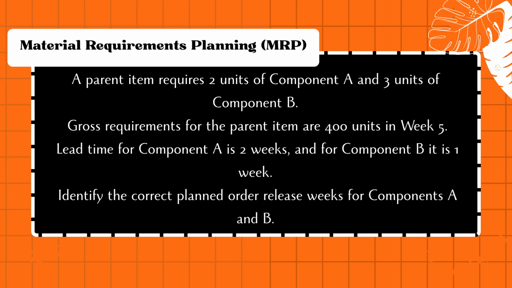Problem 5. Material requirements planning. A finished product requires 2 of component A and 3 of component B. The production plan shows that 400 finished products must be ready in week 5. Component A takes 2 weeks to arrive once ordered, and component B takes 1 week. When should the planner release orders for components A and B so that everything is available when needed?